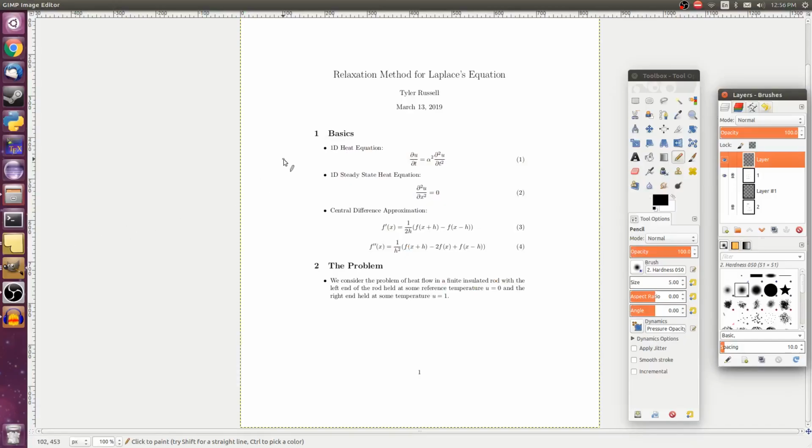Alright, so today we're going to be talking about the relaxation method for solving Laplace's equation in one dimension. So why do we care about Laplace's equation? Well, we care about it for a number of reasons.